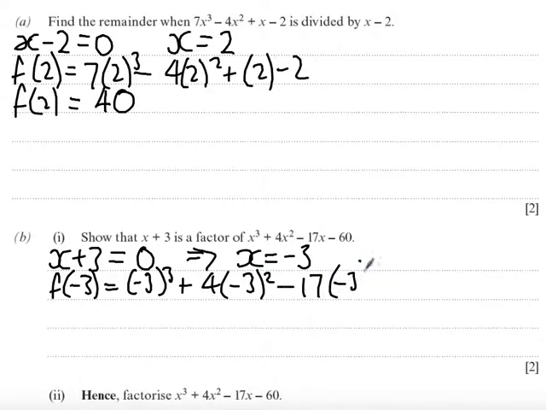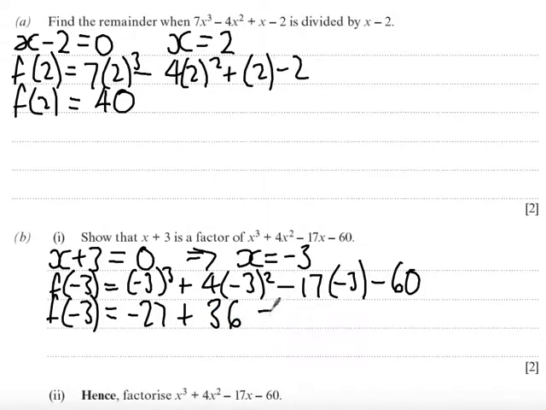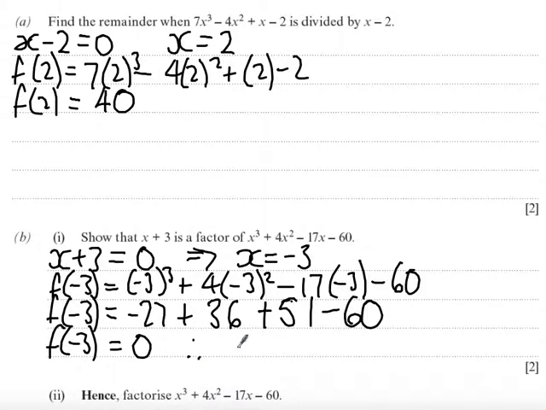So we get minus 3 cubed plus 4 lots of minus 3 squared minus 17 lots of minus 3 minus 60. With the factor theorem, I always do a little bit more work because I need to be convincing. So I get minus 27 plus 4 times 9, so plus 36, plus 17 times 3, which is 51, minus 60. So we get plus 87 minus 87, f of minus 3 equals 0. Therefore, x plus 3 is a factor.